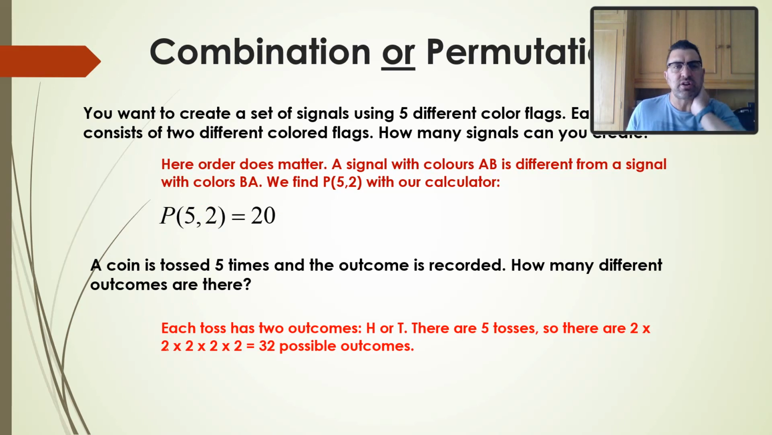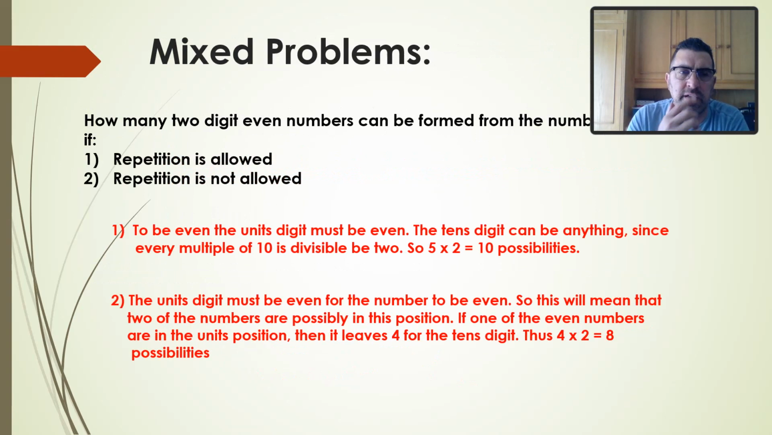A coin is tossed 5 times and the outcome is recorded. How many different outcomes are there? Well, every time you toss a coin, there's an outcome of 2 that's possible. So if you toss it 5 times, the result is 2 to the power of 5, because with any one toss there are 2 possible outcomes. And that simply becomes 2 to the 5.